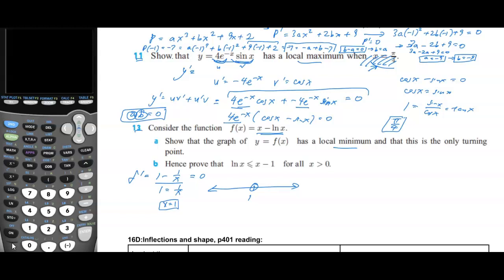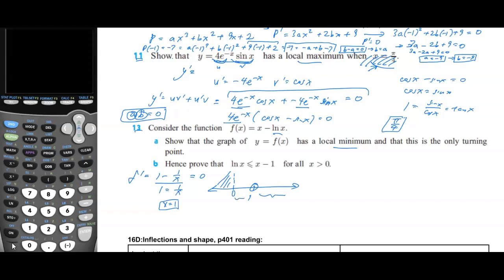If x equals 1, we have a stationary point. Remember that since we have a natural log of x in the original problem, that means that the domain is any number greater than 0. So to the left of 0, we have no domain. So we do need to test the numbers to the right of 1 and the numbers between 0 and 1.